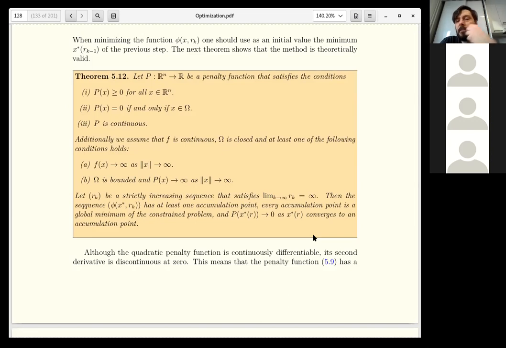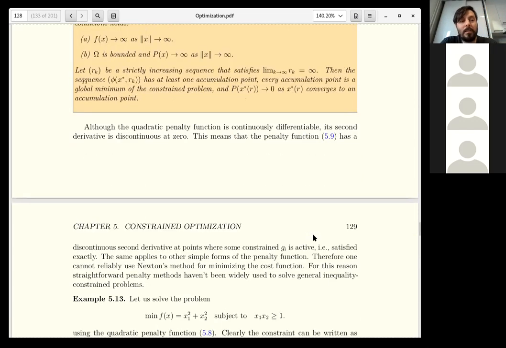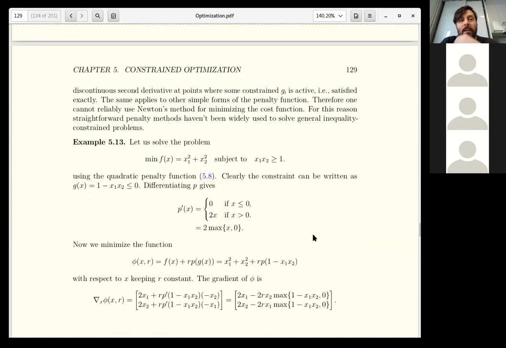The quadratic penalty function is continuously differentiable, but the problem is its Hessian is discontinuous at 0. That means the quadratic penalty function has a discontinuous second derivative, and there's a problem with the Newton method or similar methods when we are dealing with exterior penalty methods.